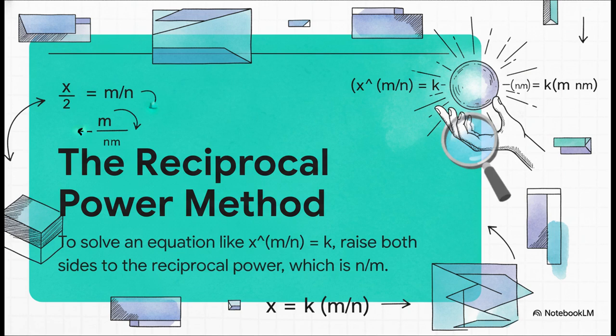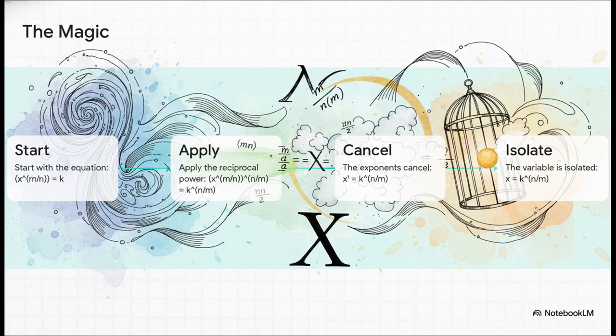Okay, so here's the absolute core of the technique. To solve an equation where x is raised to a fraction, like m over n, all you do is raise both sides of the equation to the reciprocal power. And what's the reciprocal? It's just the fraction flipped upside down, so m over n becomes n over m. Simple as that. But why does this actually work?